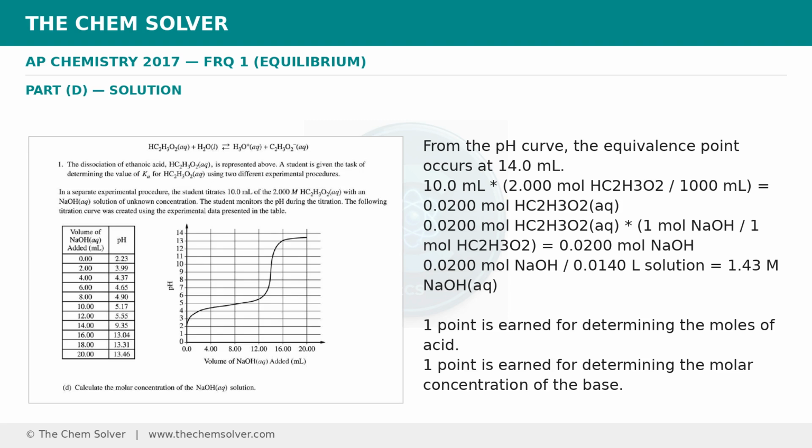0.0200 moles NaOH / 0.0140 liters solution equals 1.43 molar NaOH. 1 point is earned for determining the moles of acid. 1 point is earned for determining the molar concentration of the base.